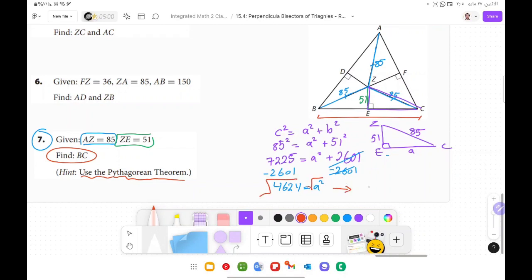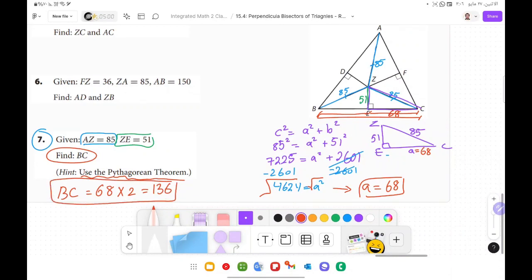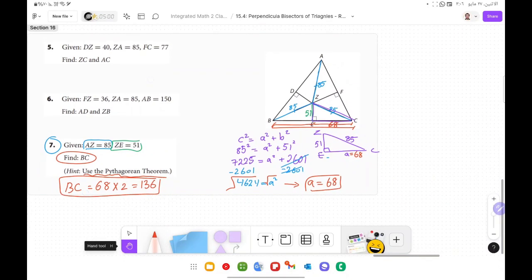So now let me write it here. A is equal to 68. So now if you know that this side here is 68, so from here to here is 68, so for sure the double will be, so now BC is equal to 68 times 2, which is equal to 136. I hope you understand this one. If you have any question, please ask me.